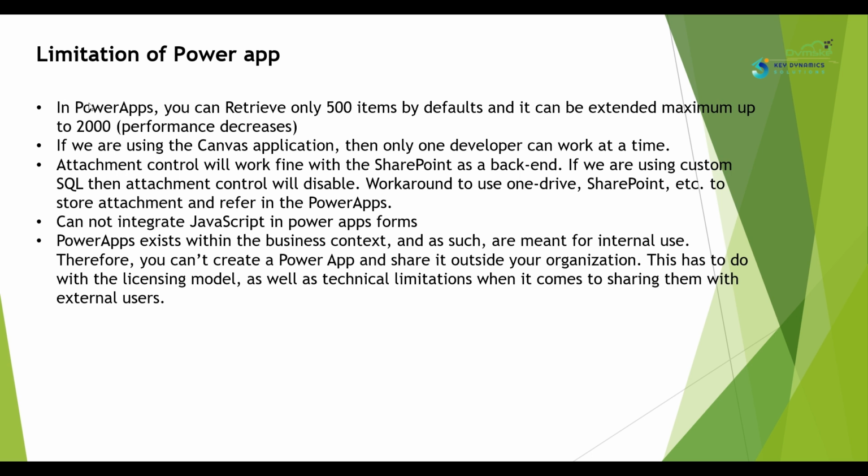And what are the limitations of Power Apps? In Power Apps, you can retrieve only 500 items by default, and it can be extended to a maximum of 2000. Performance decreases. If we are using the Canvas application, then only one developer can work at a time. And the attachment control will work fine with SharePoint as a backend. If we are using custom SQL, then attachment control will be disabled. The workaround is to use OneDrive, SharePoint, etc.